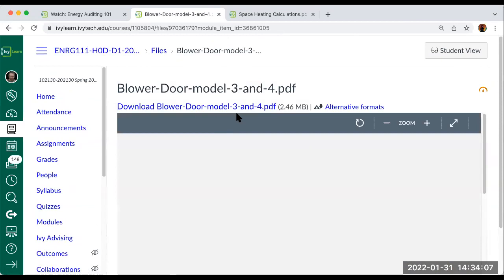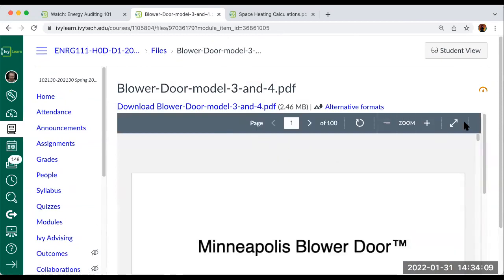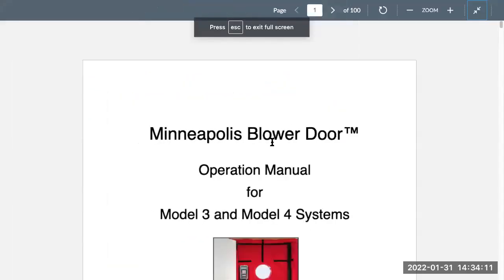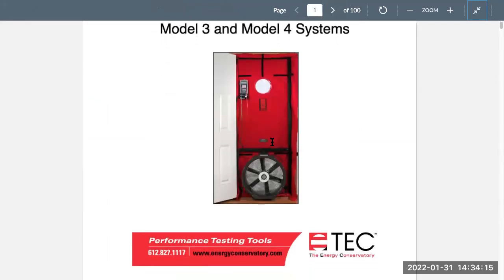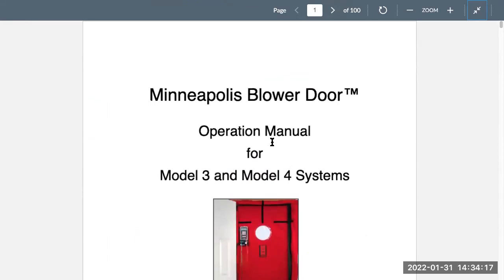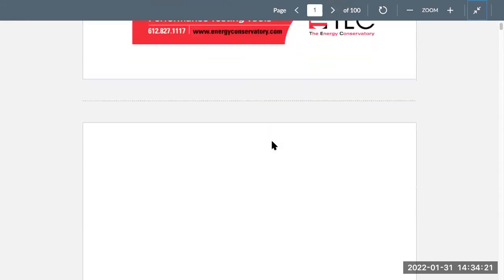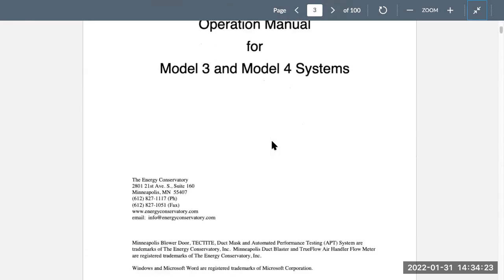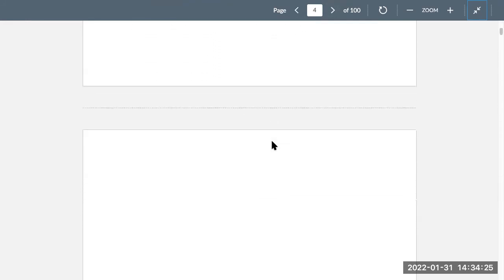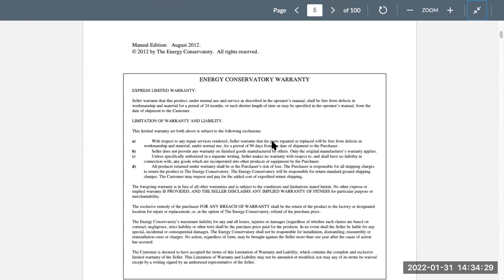And this right here is just our blower door manual. I don't expect you to look at it. I just thought if you're curious about this stuff and you want to see how our blower door manual works, I put that in there, but it's about 100 pages long, so I don't expect anybody to read it. But if you're wanting to know, there it is. There's a reference for that.